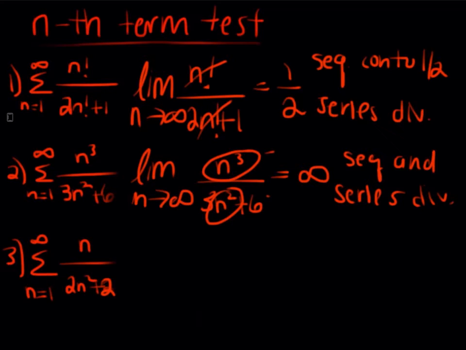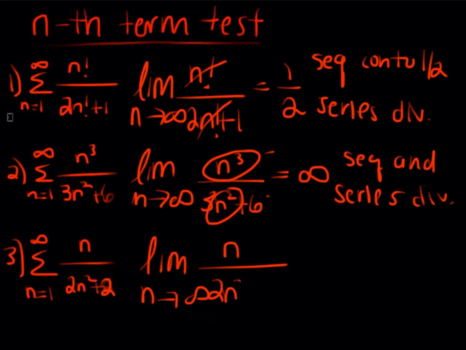This example represents when the numerator's dominant term is less dominant than the denominator's dominant term. So let's rewrite this. The limit as n approaches infinity of n over 2n squared plus 2. So here we have n, which is less dominant than n squared. So in the race to infinity, n squared is going to win.